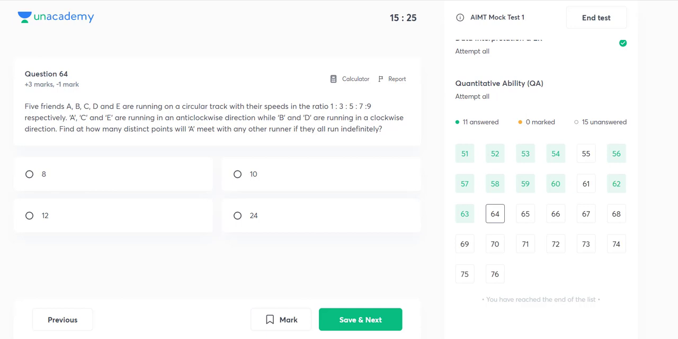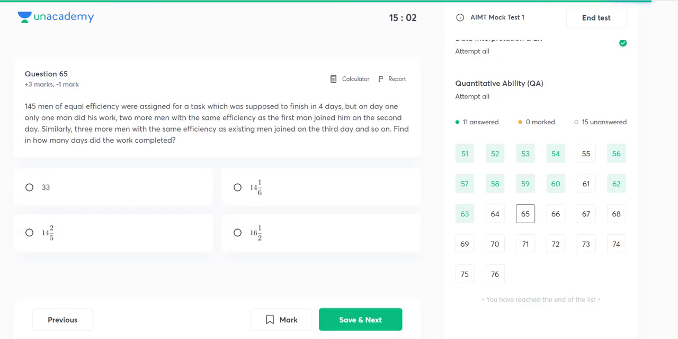Now over here, 5 friends A, B, C, D, E are running around a circular track with the speeds 1, 3, 5, 7, 9, anti-clockwise, while B and D run clockwise. At how many distinct points will A meet with any of the others? Okay, so let's ignore it, we'll do it later on if time permits.